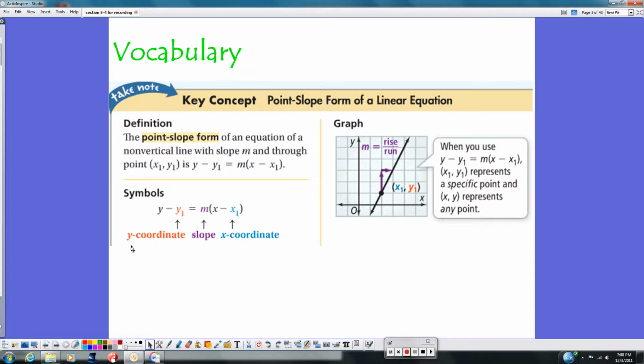So our vocabulary word for today is point-slope form. The point-slope form of an equation of a non-vertical line with slope m through point x1, y1 is this. y minus y1 equals m times x minus x1. So what do all these letters represent? Well, the x and the y are just any point that is on that line. The y1 is the y coordinate, the m is still slope, and the x1 is the x coordinate. So how do we use this when we're graphing? Well, we're going to plot our point, our x1 and y1, and then we're going to use our rise over the run to figure out our next point.